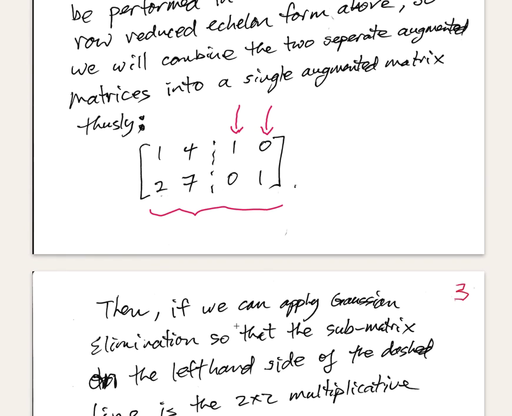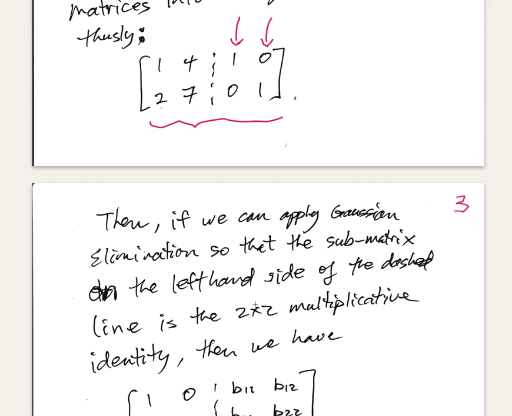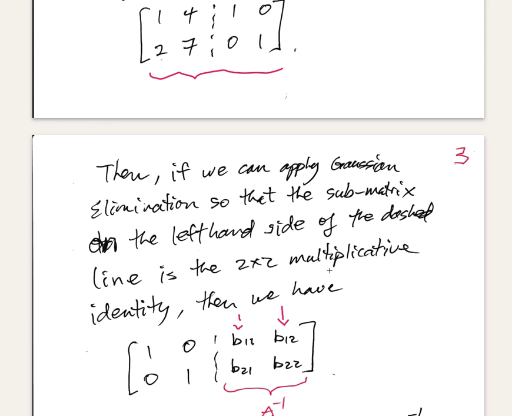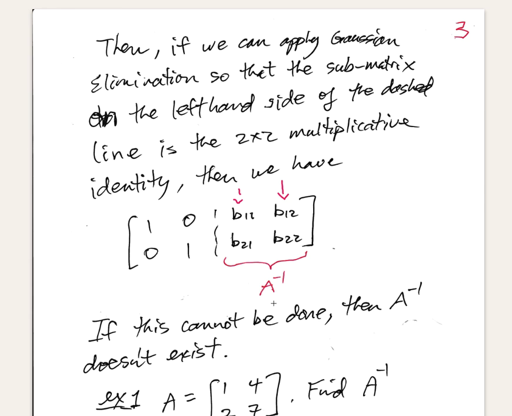And then if we can apply Gaussian elimination so the submatrix to the left of the vertical dashed line becomes the multiplicative identity, in other words, like we were saying above, 1, 0, 0, 1, then the first column would be what? The first column of the answer, and what? The second column would be the second column of our answer. In other words, the first and second column of what? A inverse that we were looking for.